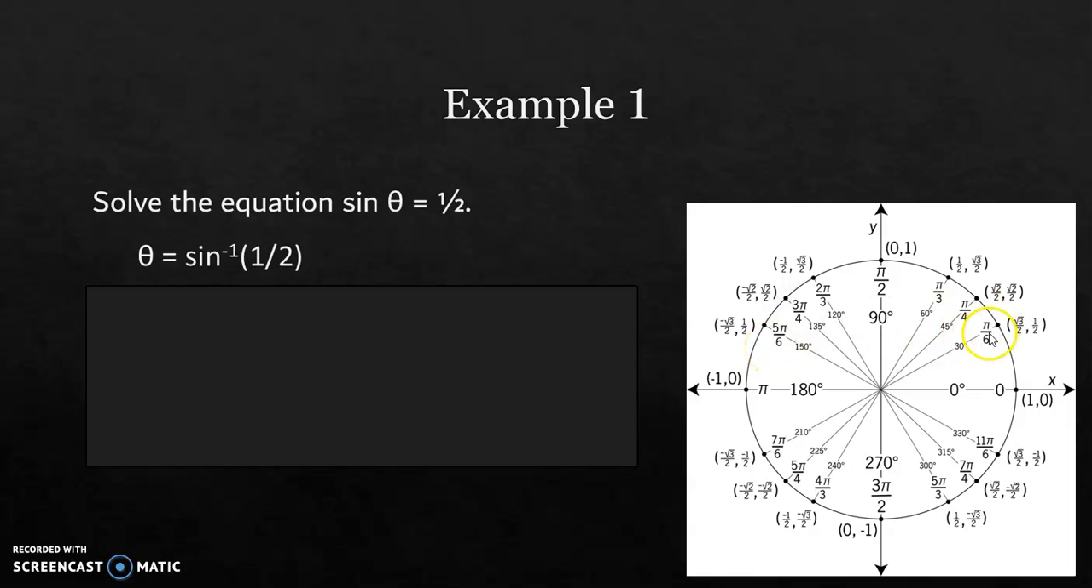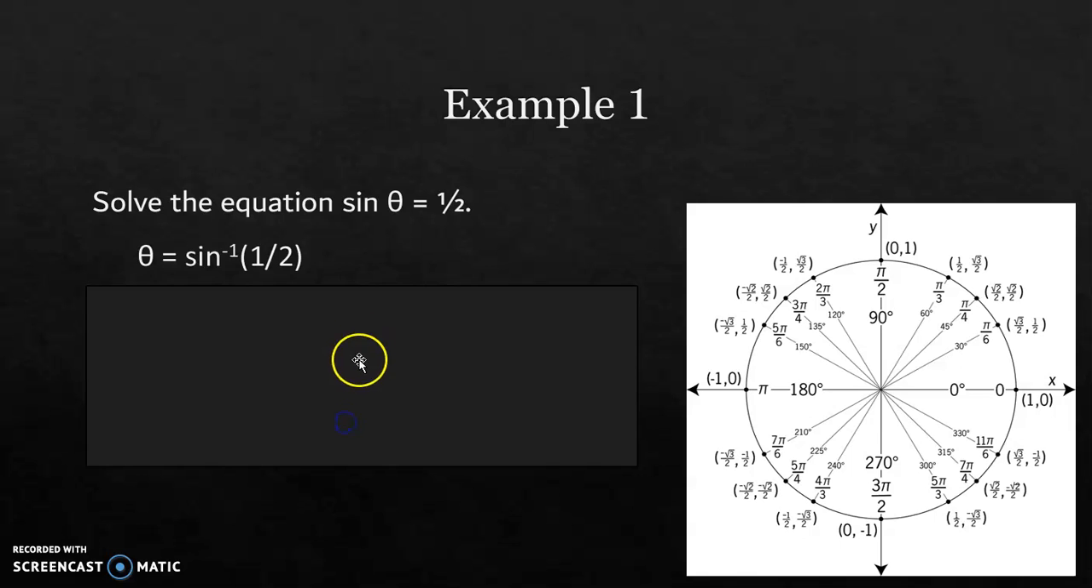Because what we're going to have is, for the general answer for this, I can have pi over 6. And then if I add on a whole 2 pi, it's going to take me all the way around the circle back to pi over 6. But it's going to be an angle that's equivalent to it. Okay, so that's why we use those equations.